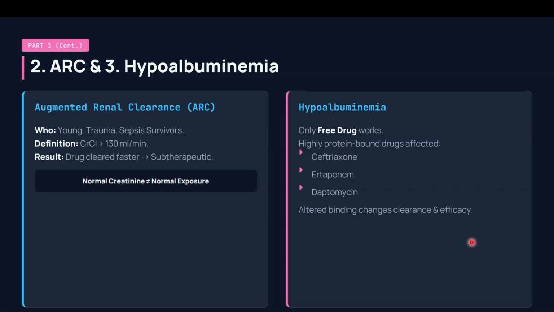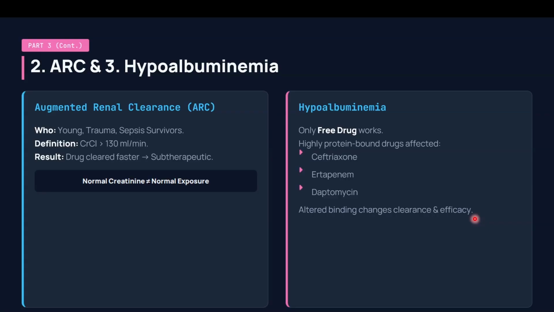So, in case of hypoalbuminemia, the free drug works. Highly protein-bound drugs are affected, such as ceftriaxone, ertapenem, and daptomycin. All these drugs are affected due to hypoalbuminemia. The altered binding changes clearance and the efficacy of these drugs. So, these are highly protein-bound. When they are not protein-bound, as in hypoalbuminemia, these drugs are easily cleared out by the kidneys and lead to drug failure.